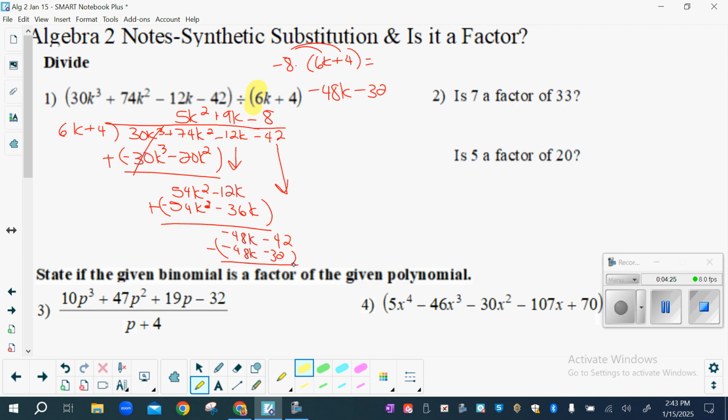What next? Would you distribute the negative in? Yeah. And after that, you combine the terms, the 48k is eliminated, and then you're left with negative 10. That's right. So we write our answer as minus 10 over 6k plus 4.